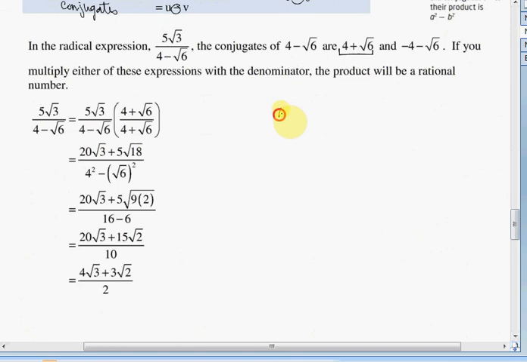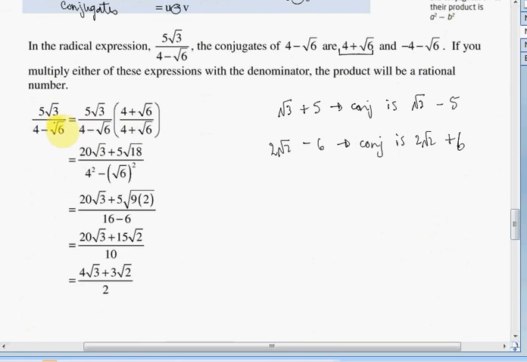Let's say you have root 3 plus 5. Its conjugate is root 3 minus 5. Let's say you have 2 root 7 minus 6. Then its conjugate is 2 root 7 plus 6. Okay, so notice that your conjugates just have to have opposite signs. They have exactly the same terms but opposite signs.